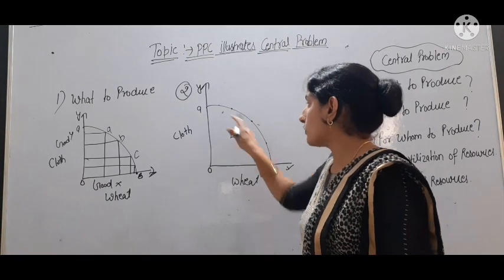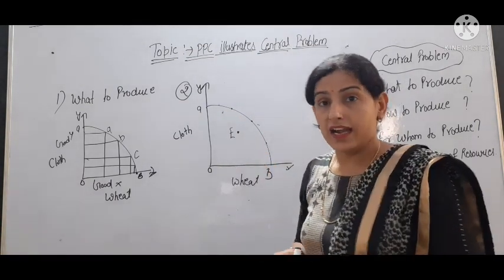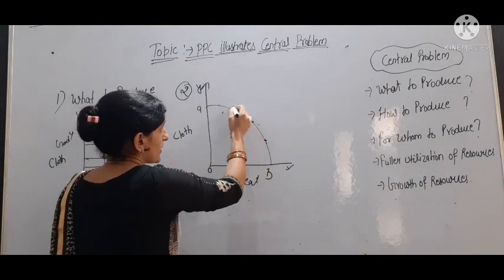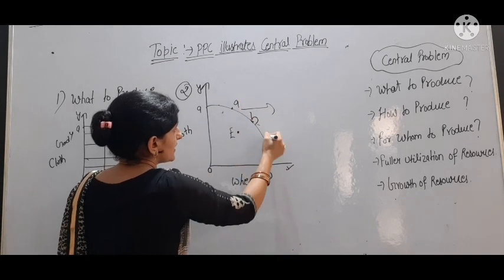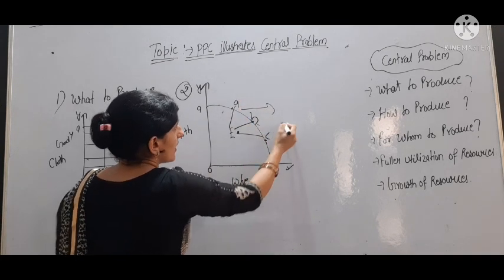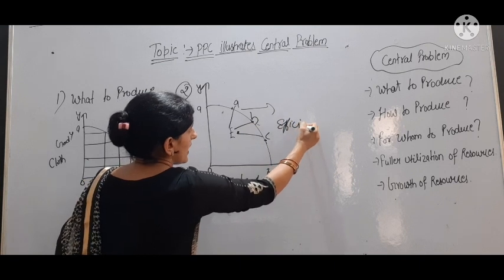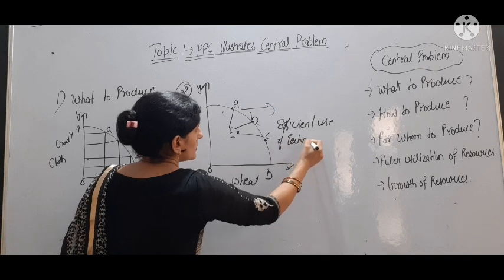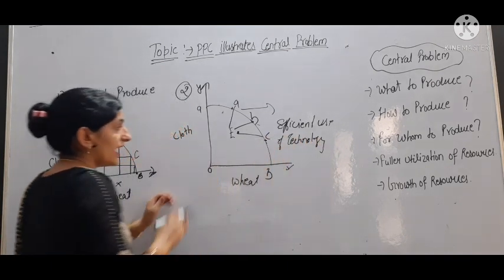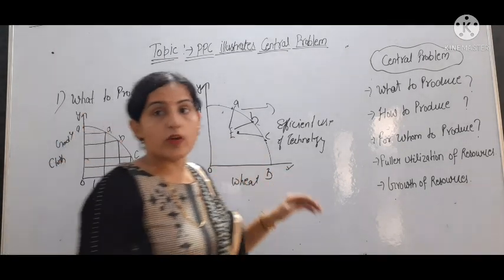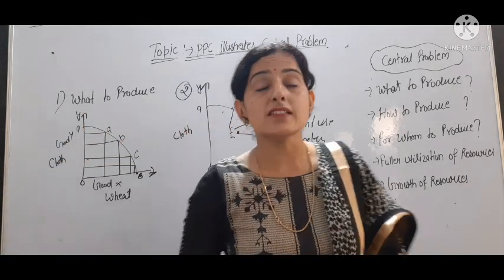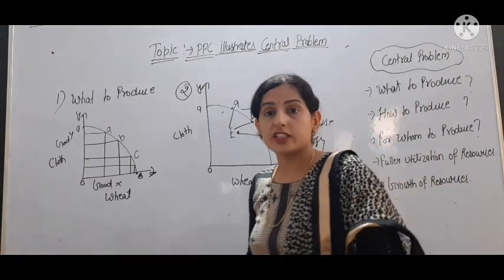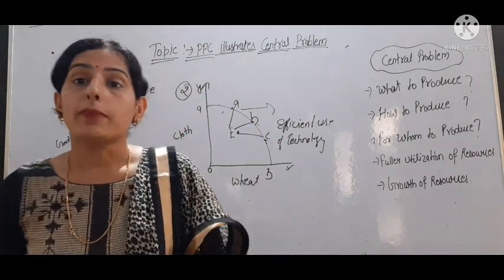So a producer has to produce on these points, and there is efficient use of technology on these points, like A, B, C. Inside the PPC, if there is any point on which the producer is producing, it means the technology remains idle. Proper, that is efficient, technology is not used by the producer.